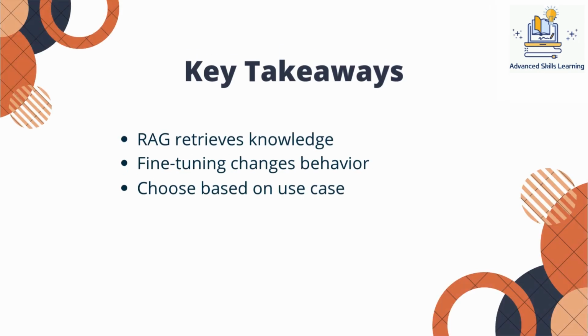To summarize, Retrieval Augmented Generation retrieves knowledge at runtime, while fine-tuning permanently changes model behavior. Both are powerful tools, but they serve different purposes. Choosing the right approach depends on your data, your use case, and your operational constraints.